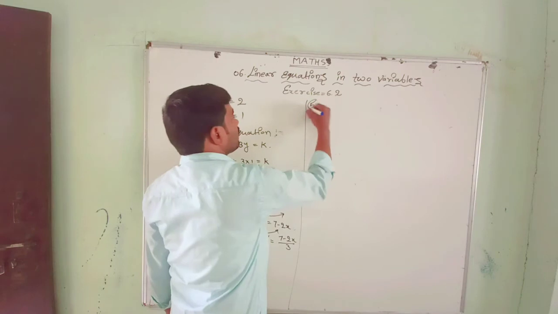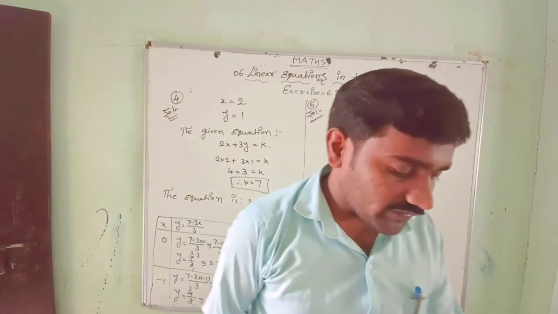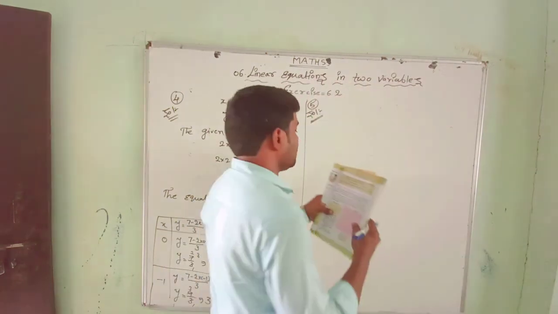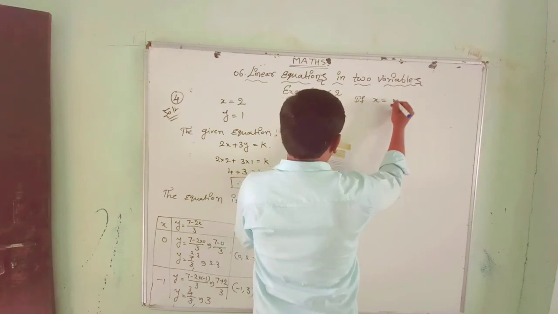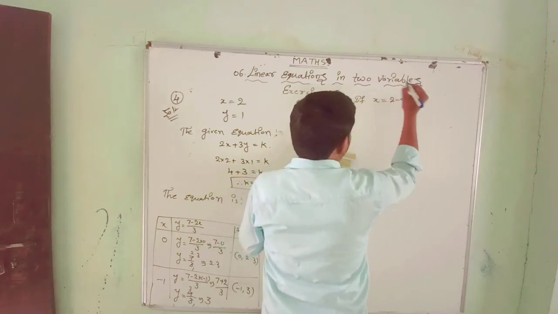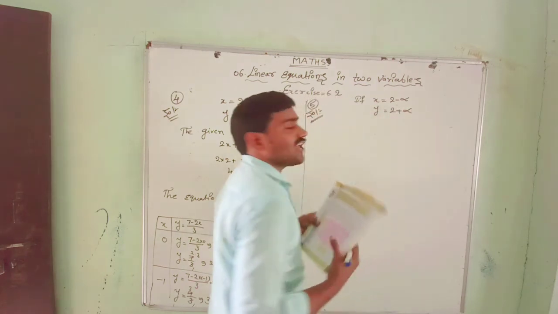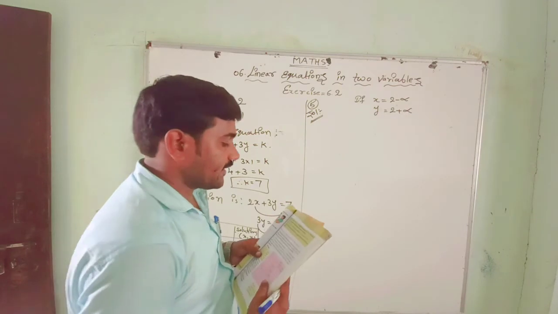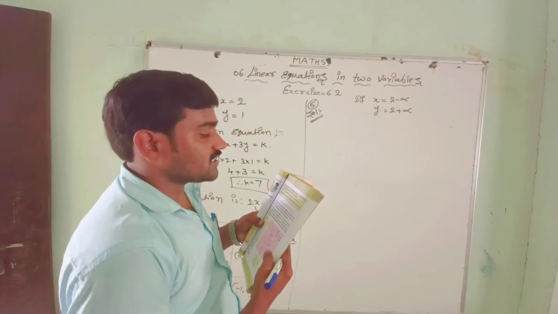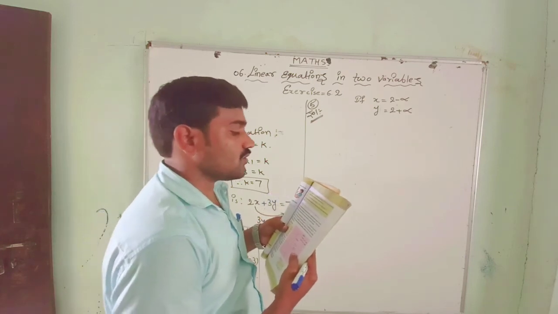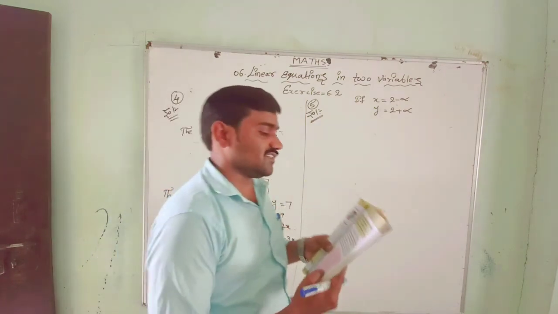Next we go for the fifth solution. The fifth one is, same kind of question: if x equal to 2 minus alpha and y equal to 2 plus alpha, that is alpha symbol, like a Greek alphabet, is a solution of the equation 3x minus 2y plus 6 equal to 0, then find the value of alpha. Find the three more solutions of the resulting equation.